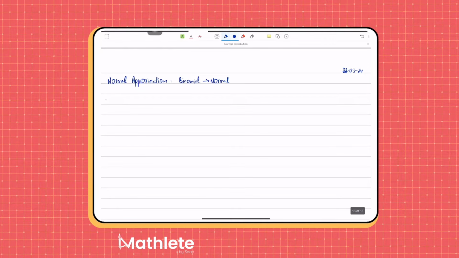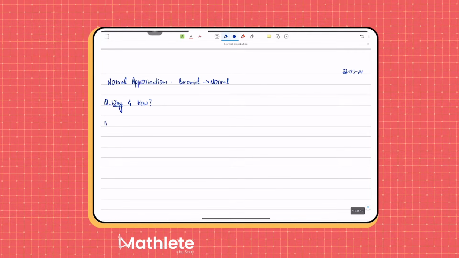All right. Now the question is, why do we do it? And another question is, how do we do it? Okay, so let's start with the why part. Let's understand why it is that we take binomial distribution and we have to turn it into normal distribution. So the answer is very simple.